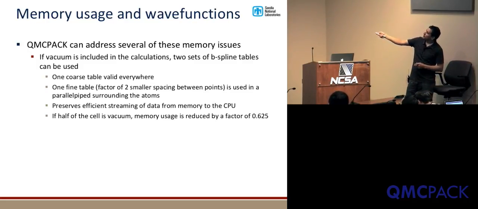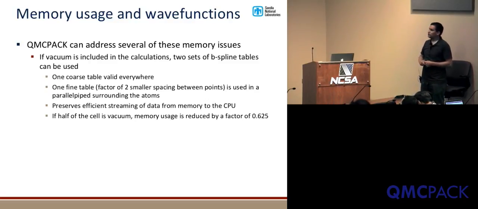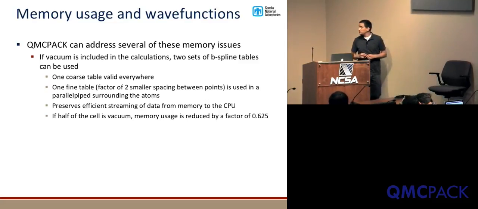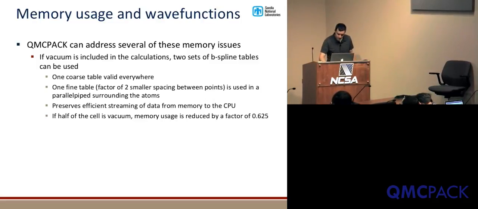And then near all of the atoms, you'll have a much finer table. What the code's using right now is a factor of 2 smaller spacing between the grid points, so 8 times bigger, but in a limited region. Again, it preserves the efficient streaming of data from memory to CPU for vectorization. And you can get pretty large reductions in memory from this. In the case where just half of my cell is vacuum, I can get the memory reduced by 40% or so.